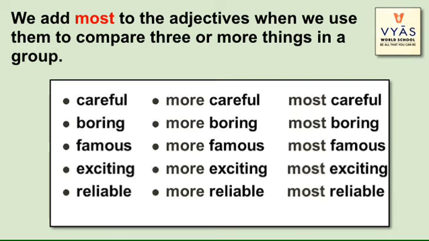Like careful becomes more careful when we are comparing 2 things, but when we are comparing 3 or more things, then it will become most careful. Boring, when we are comparing 2 things, it becomes more boring, but when we are comparing 3 or more things in a group, then it becomes most boring, most famous, most exciting, most reliable. We add most to the adjectives when we use them to compare 3 or more things in a group.